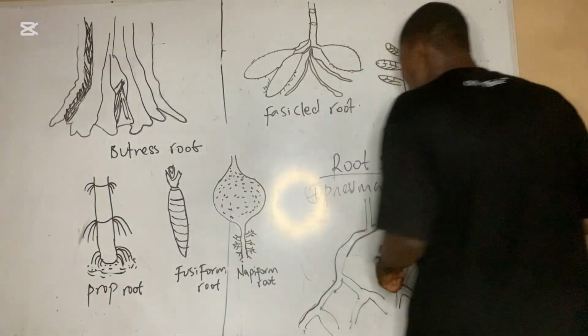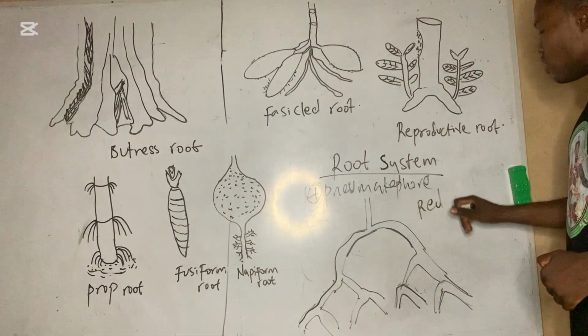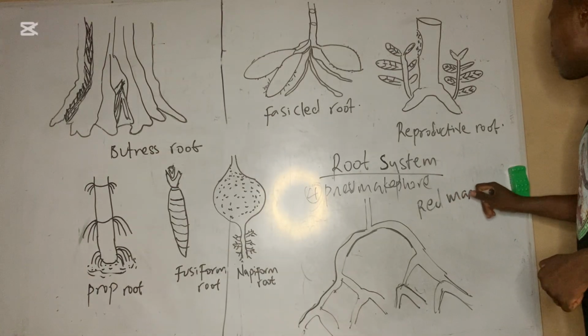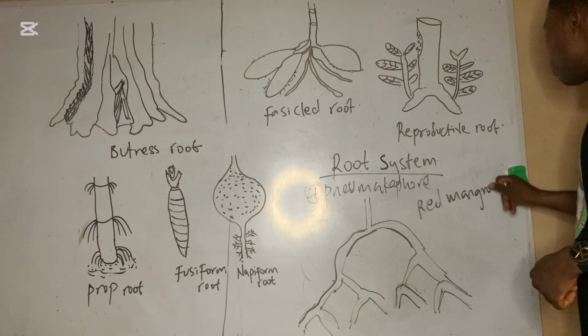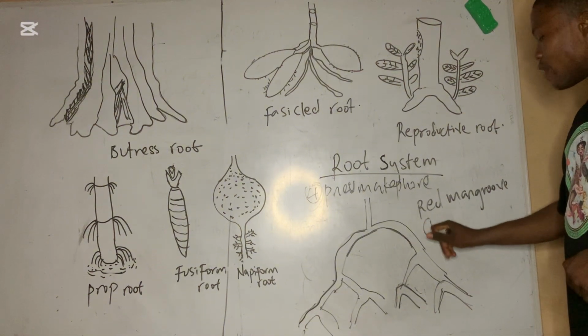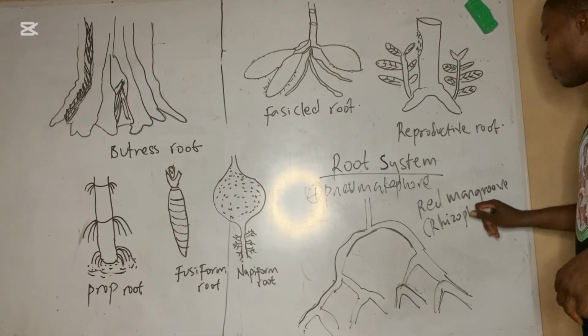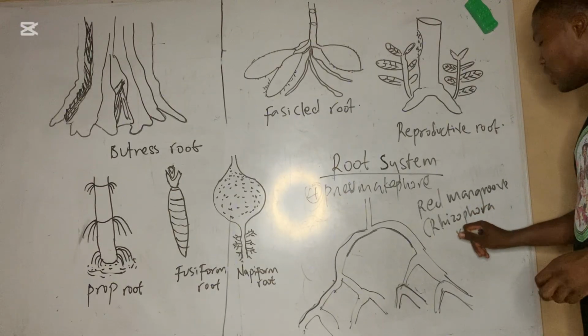Very popular plants that have this type of root are the red mangrove and the white mangrove. Now, the red mangrove is called Rhizophora racemosa.